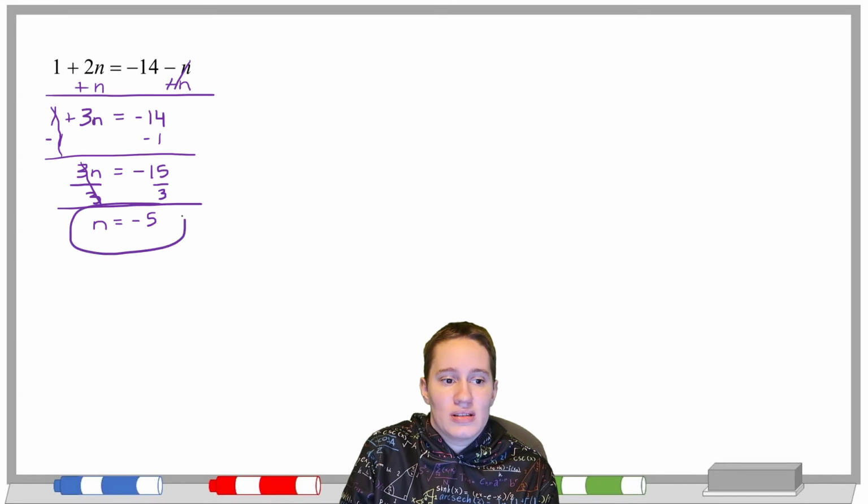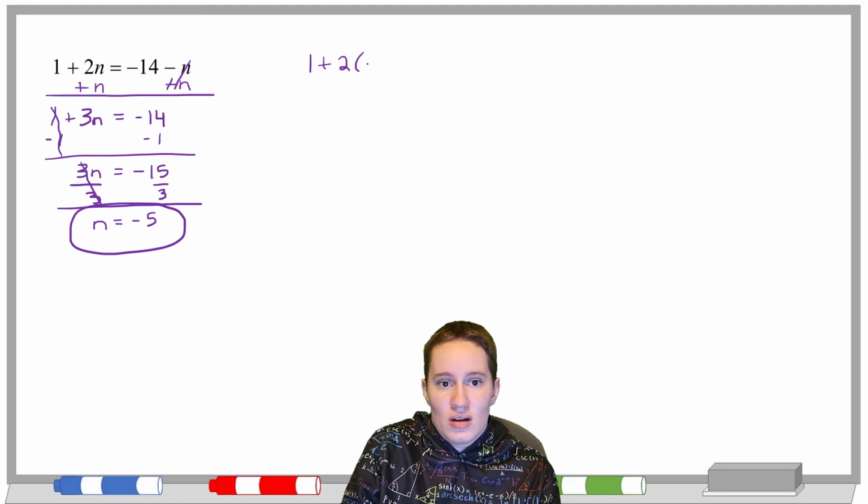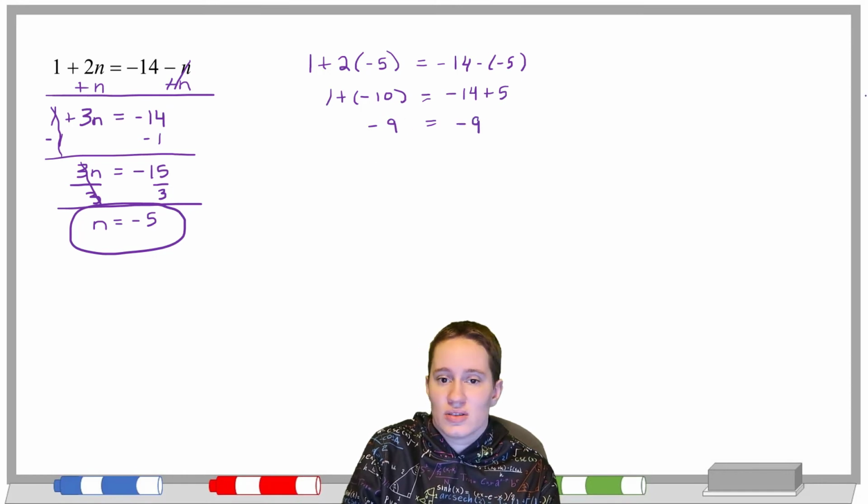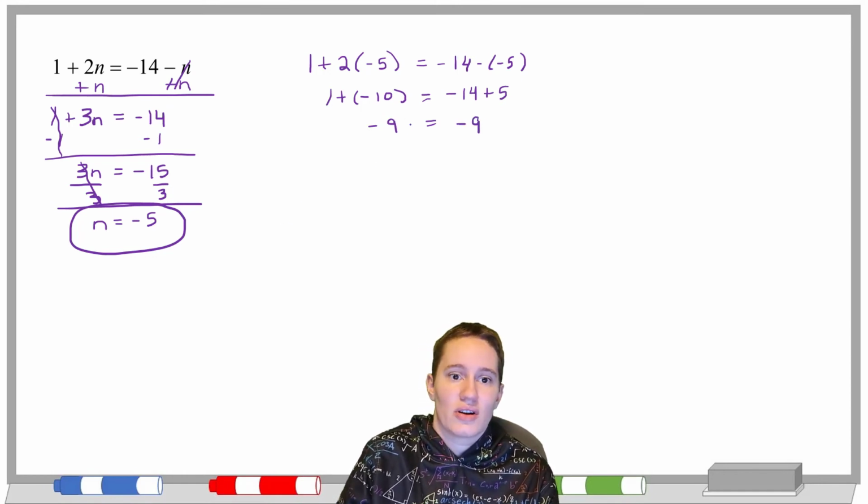Now when I plug this in, I have to plug it in on both sides of the equation. So over here and over here. So 2 times negative 5 is negative 10. 1 plus negative 10 is negative 9. Here we have 2 negatives that would make this actually a plus 5. Negative 14 plus 5 is negative 9. So yes, looks like negative 5 really is our answer.